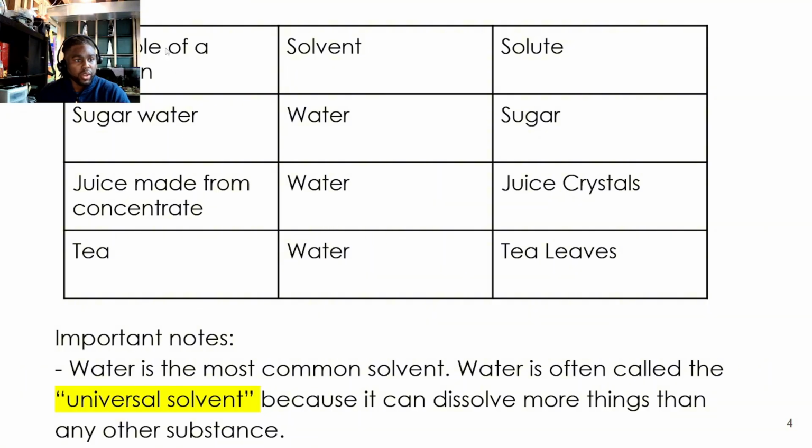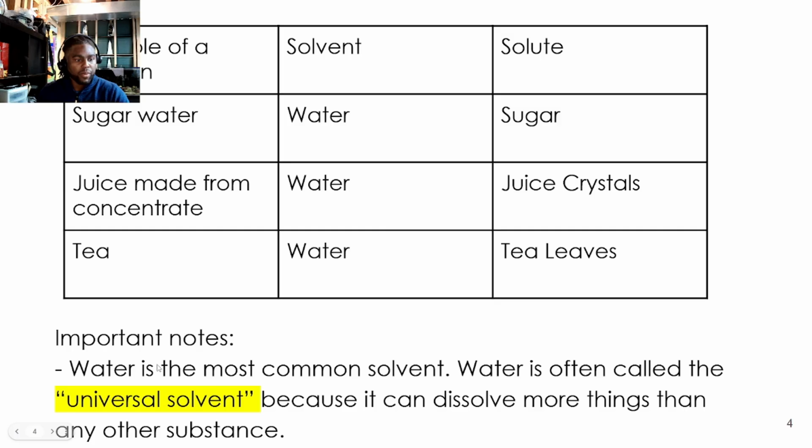Okay, so here I've given you some examples of solvents and solutes. Across the board for our solvents, water is the solvent. It's not always going to be water, but more often than not, water is a common solvent that's used. And then for our solute, we have sugar for sugar water, juice crystals from juice concentrate, and for tea, we have the actual tea leaves.